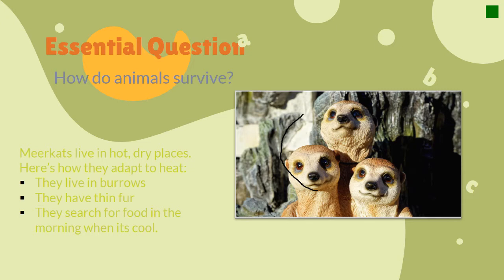Now, what you have to know is that meerkats live in hot, dry places. But how do they adapt to heat? I'll tell you. They live in burrows that they dig with their long, sharp claws. A burrow is a hole dug by a small animal, okay? They have thin fur and they search for food in the morning when it's cool.